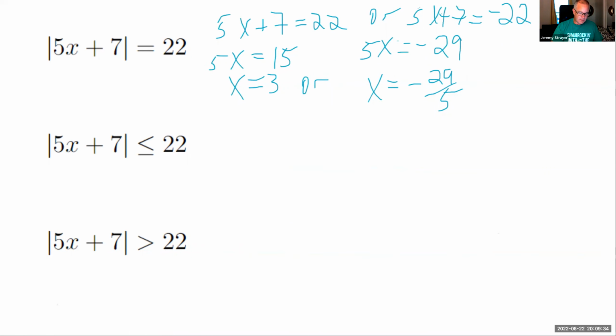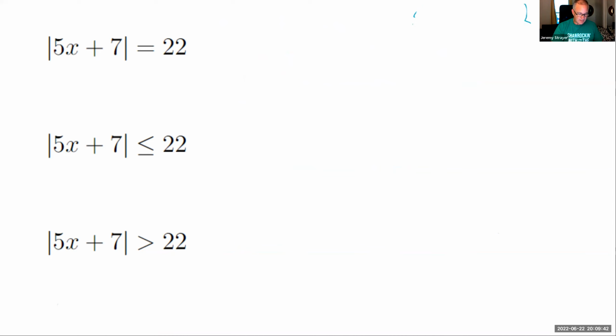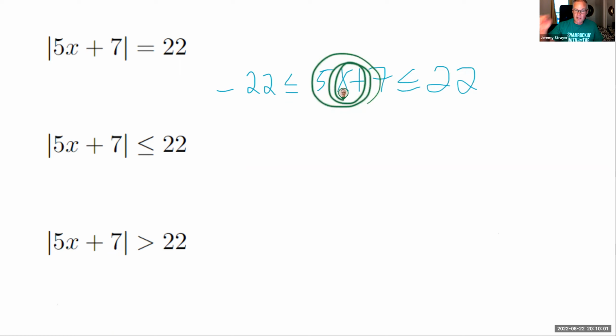So let's take a look at that. We know that, just like how we just saw on the number line, here's how we're going to write it. -22 is less than or equal to 5x plus 7, which is less than or equal to 22. What's inside the absolute value sign has to be between +22 and -22. So there we have it.